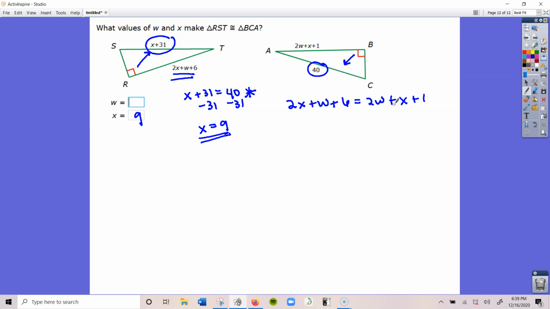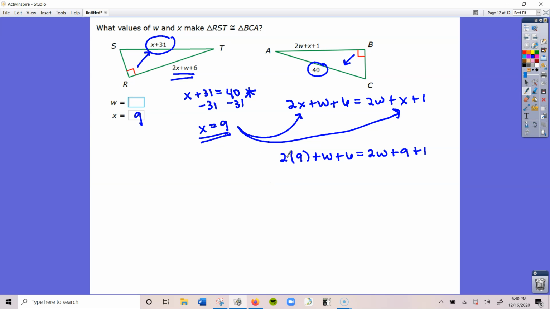Now when you get to this equation, since we've already solved for x, what we can do is plug it in wherever we see the x. So this would be 2 times 9 plus w plus 6 is equal to 2w plus 9 plus 1. I just replaced all the x's with what I solved. So that's what you're going to do. You use the first equation that has only one variable to solve for that variable. And then in the second equation, wherever you see that variable, you plug in the number.